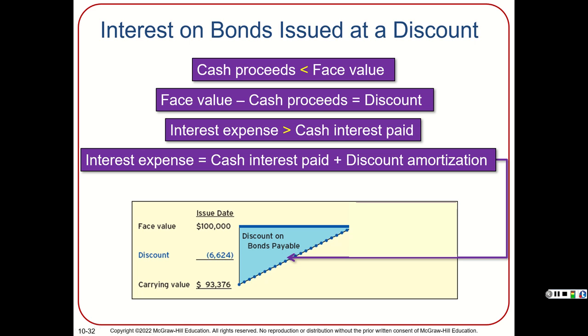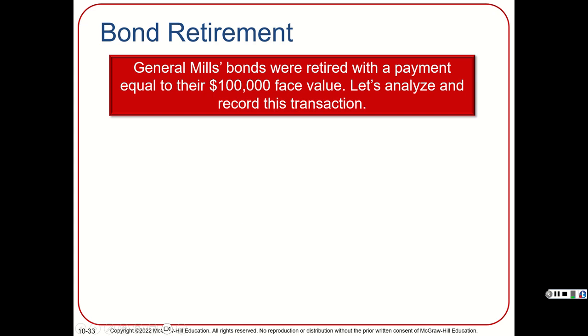So the amount of the discount is equal to the total face value less the proceeds from the issuance. The amount of the discount at the date of issuance in this example was $6,624. So the $6,624 is, as we noted, in a discount account. This $6,624 is then amortized until the carrying value is equal to the face value. All right, so General Mills bonds were retired with a payment equal to their $100,000 face value. But let's analyze the transaction.